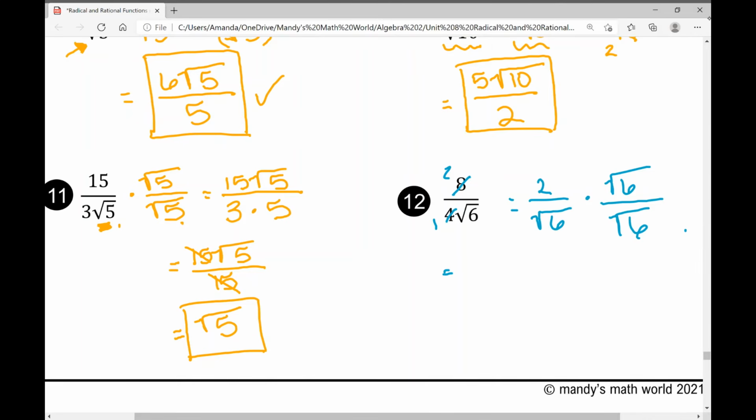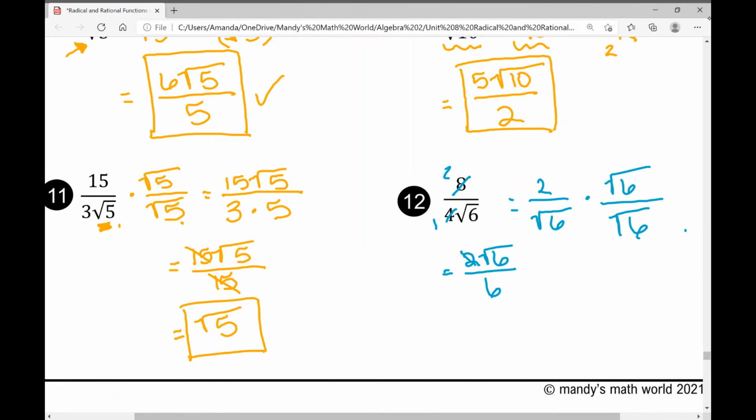In my numerator, I now have 2 root 6 over 6, right? That removed that radical from the denominator. We have successfully rationalized the denominator, but now we're not done. What do we need to do? We need to simplify it.